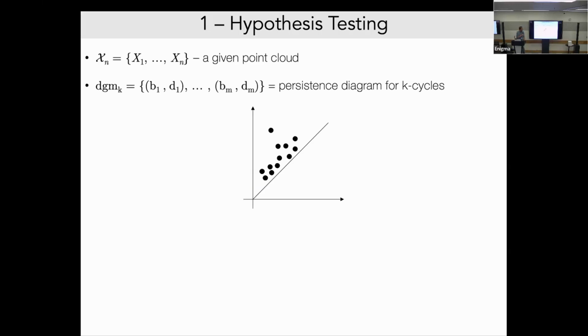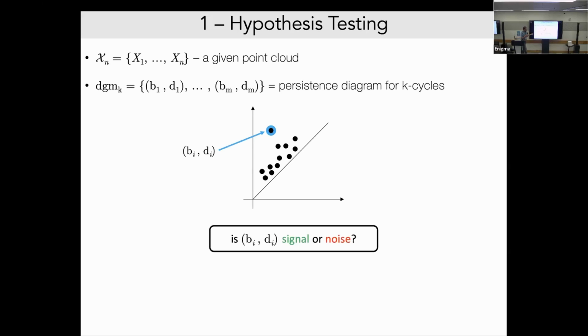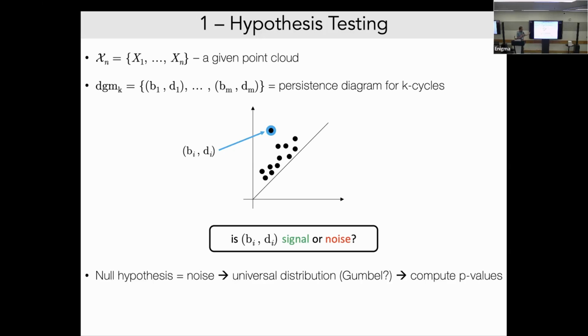And that's one idea, hypothesis testing. So you have a given point cloud, you look at the diagram, and the question to formulate is: you pick one of the points and you ask, is this point part of the signal or part of the noise? Is it important enough? Is it something interesting, or is it just an artifact of your sample? You could phrase it as a hypothesis testing question, where the null hypothesis would be to say it's noise, and now you need to prove that it's not.